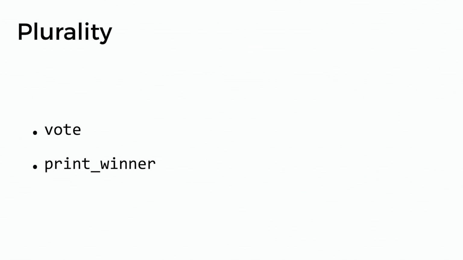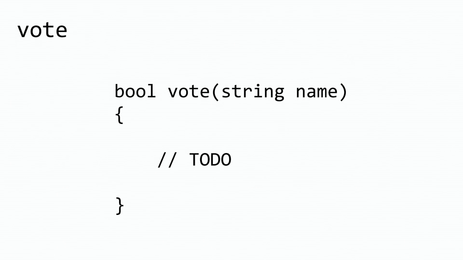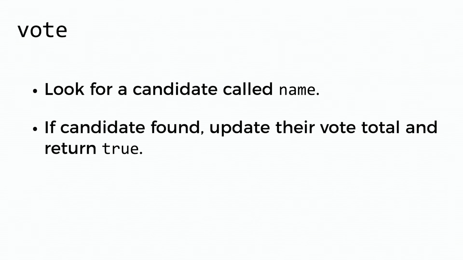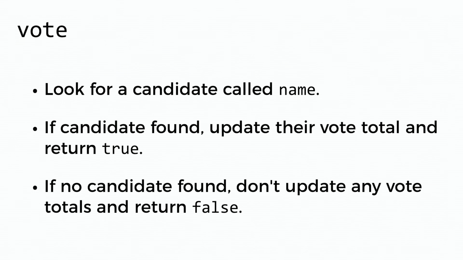So what are you going to do in plurality? Well, you're going to implement 2 functions, one called vote and one called print_winner. Your vote function is going to take as its argument a string parameter called name. And what your vote function is going to do is look for a candidate who has that same name. If you're able to find a candidate with that name, you're going to update their vote total and return true. Otherwise, if you aren't able to find that candidate, you're not going to update any vote totals at all, and you're instead going to return false.